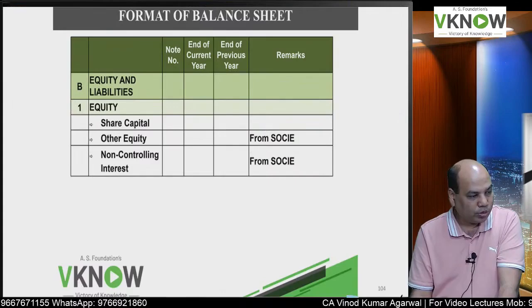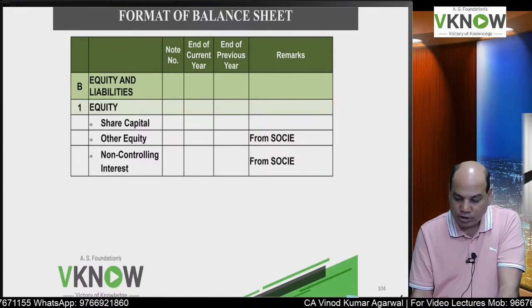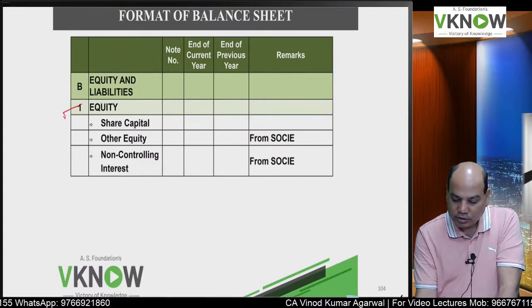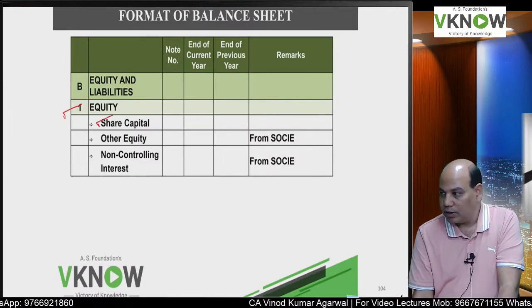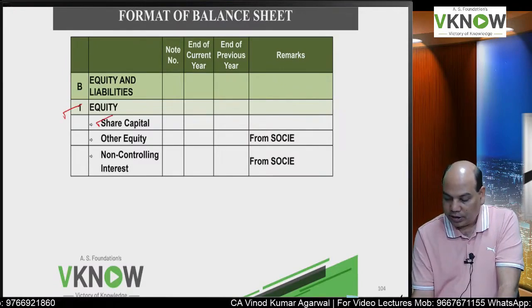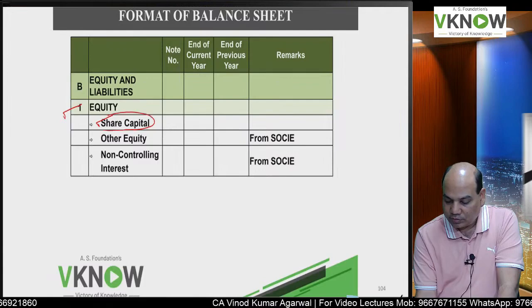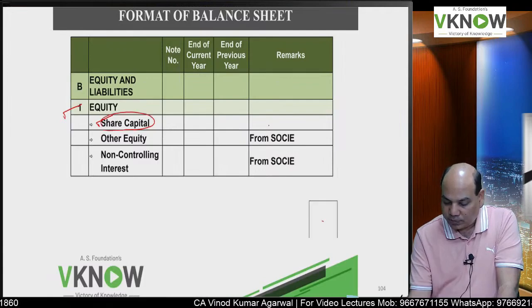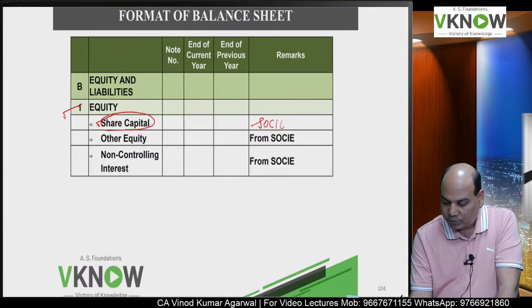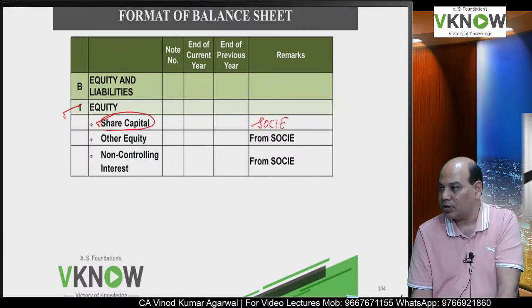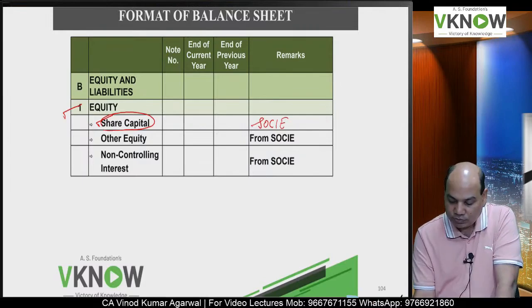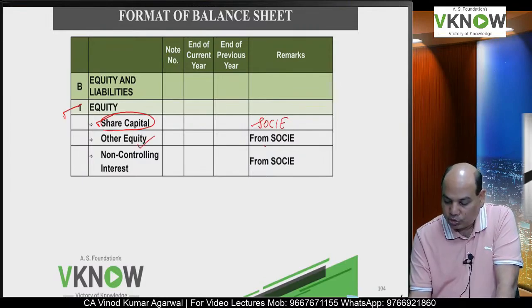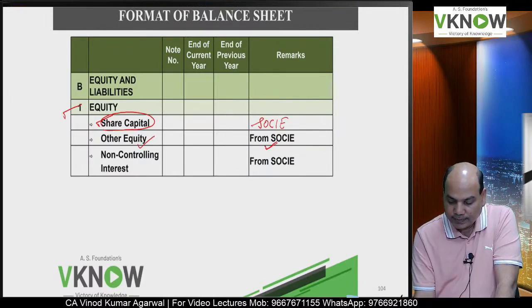Now we'll come to the equity and liability side. Under equity and liability side, you will start with equity. Under that, first we'll write share capital. The detailed discussion we have already had, and we have to make a separate disclosure of all the paid up capital, authorized capital, etc. in SOCI. Change in share capital in SOCI. For other equity also we'll prepare one SOCI.